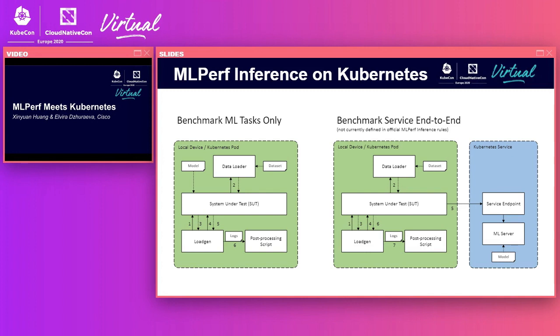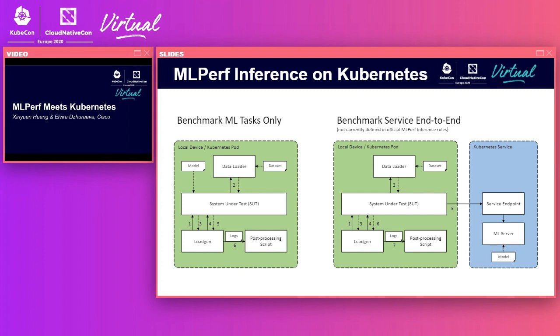MLPerf inference provides a load generator that works like a harness for benchmark experiments. During a benchmark experiment, the load generator will first query the system under test, or we call it SUT, to load a portion of test data that fits into its memory.